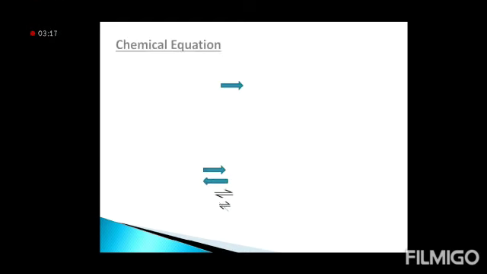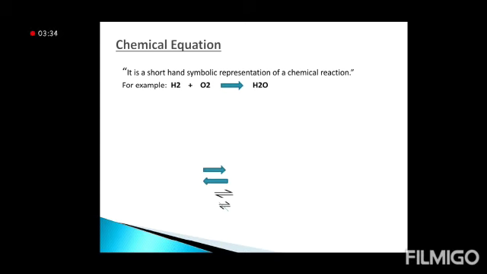Now we will discuss chemical equation. What is a chemical equation? It is a simple way to express or write down a chemical reaction. It is a shorthand symbolic representation of a chemical reaction. For example, hydrogen and oxygen reacting to form water. Instead of writing the whole sentence that when hydrogen gas reacts with oxygen gas it forms water, we can represent the same reaction in its symbolic, shorthand form, that is called a chemical equation.